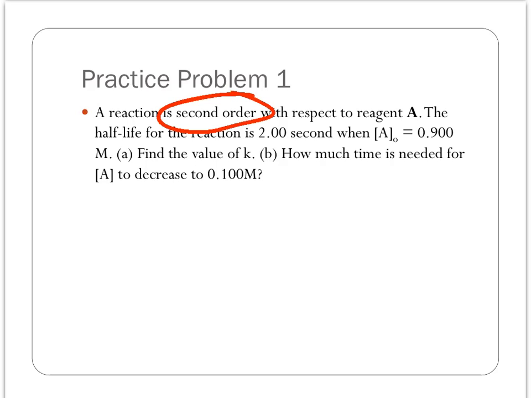So this is second order. So use the appropriate second order equations to find the rate constant. And by the way, don't forget to put some units on that rate constant. And then tell us how much time it's going to take to go from 0.9 molar all the way down to 0.1 molar. Okay, so see if you can use a second order set of equations to solve this practice problem. Okay, so you might want to pause the video now so you can look at the details of the problem.